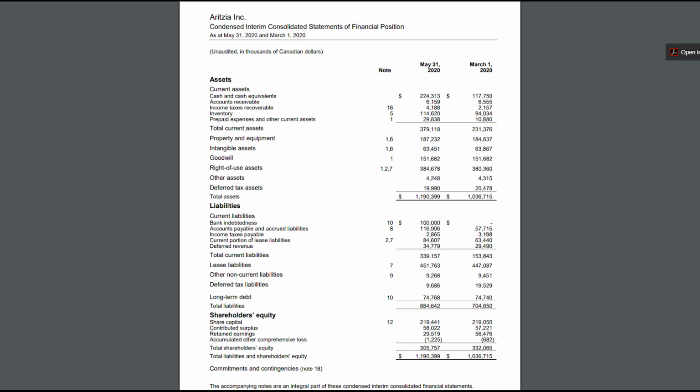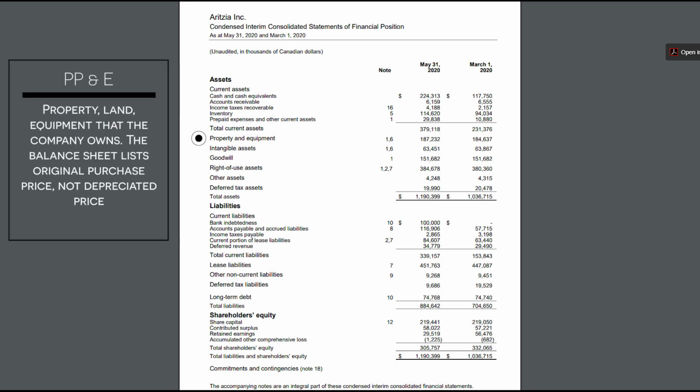But if we move down past the total current assets, we're still in the asset category, but not in the current asset category. As we mentioned before, current assets on the balance sheet are assets that the company expects can be converted to cash within the next 12 months. These assets below are not assets that the company can quickly convert to cash. So the first one, and it will make a lot of sense to you watching this, is property, plant, and equipment, or as they call it, PP&E.